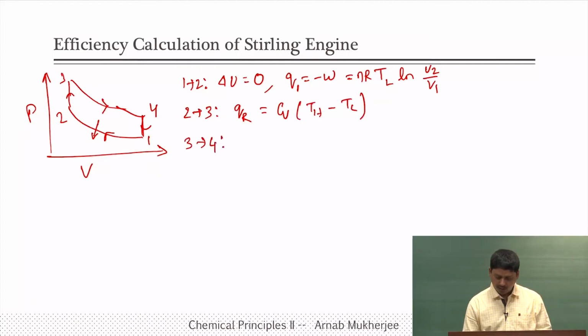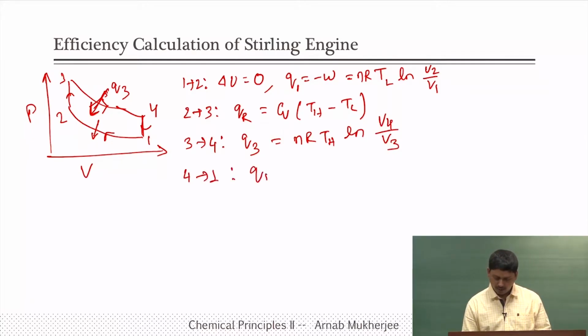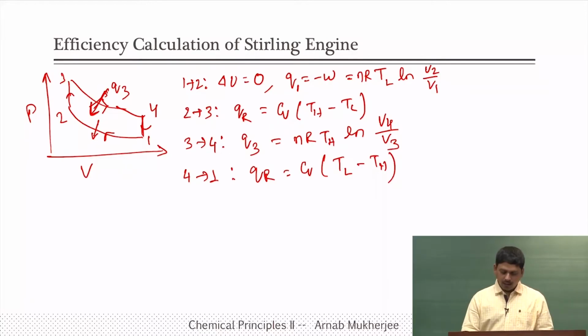3 to 4 is isothermal expansion, again let us call it Q3. This is the place where the heat will go inside the system. Q3 equals nRTH ln V4 by V3, and 4 to 1 will be again QR, CV times TL minus TH. So, you see that in the 2 to 3 step, the amount of heat is exactly the same as, but negative in sign to, 4 to 1.